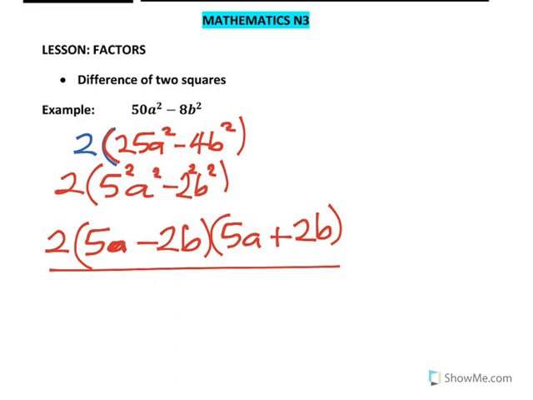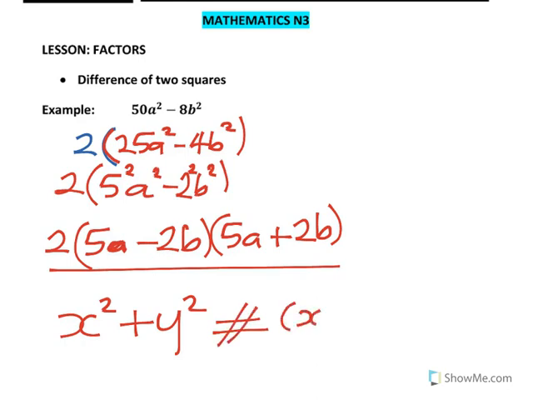Now I want to remind you of something so that you don't find yourself making some errors. If they give something like this, they say x squared plus y squared, this is not a difference of two squares. This is not x minus y, x plus y. It is not, because this is a sum of two squares, not a difference of two squares.